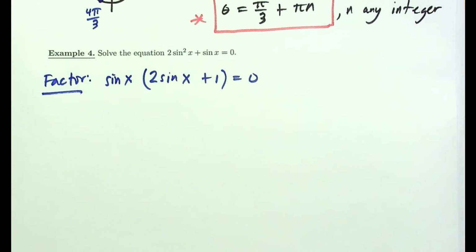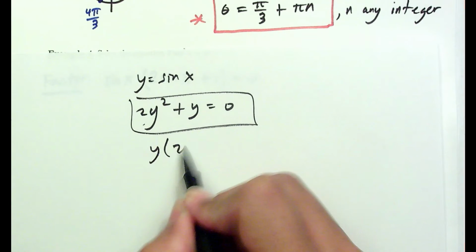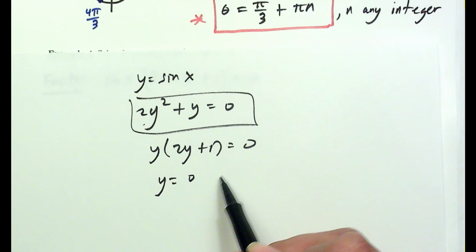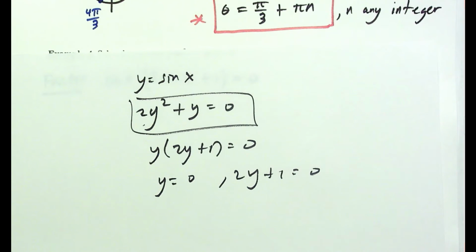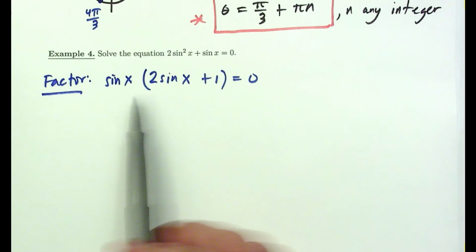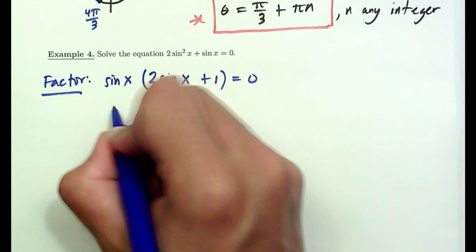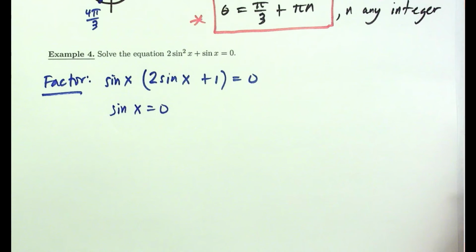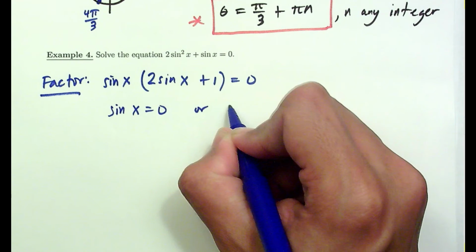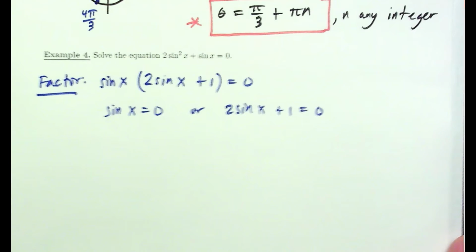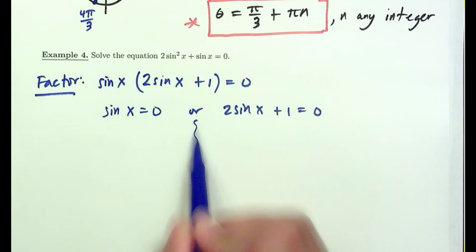If you remember from college algebra, once you factor, the next thing is you set each of the factors equal to 0. We're going to do exactly the same thing. You have two things being multiplied together that give you 0, so at least one of them is 0, or both. So sine of x equals 0 or 2 sine of x plus 1 equals 0. And now we solve each of these.